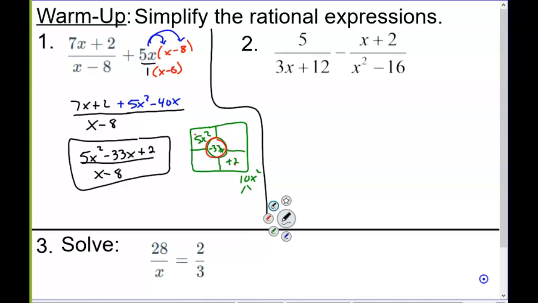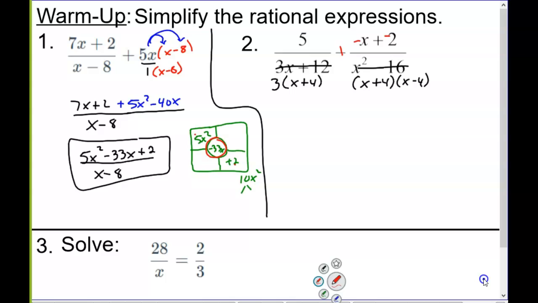All right, number 2. First thing I would do is, I do not like subtraction. That usually causes me a lot of errors, so I'm going to change that to adding the opposite of the second numerator. And then we're going to factor the bottom for each piece. So I get a 3 times x plus 4 for the first part, and then x squared minus 16 can be factored into x plus 4, x minus 4.